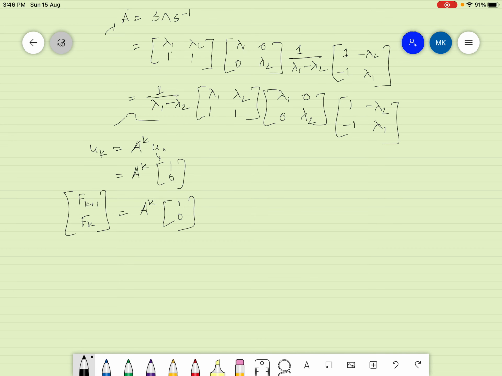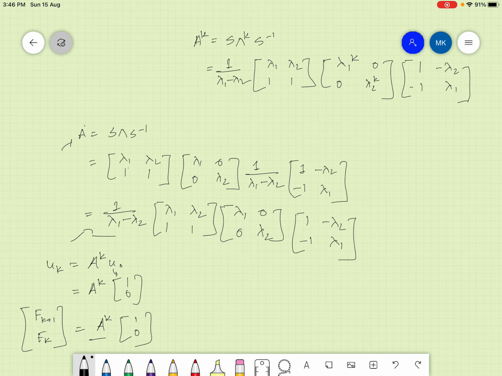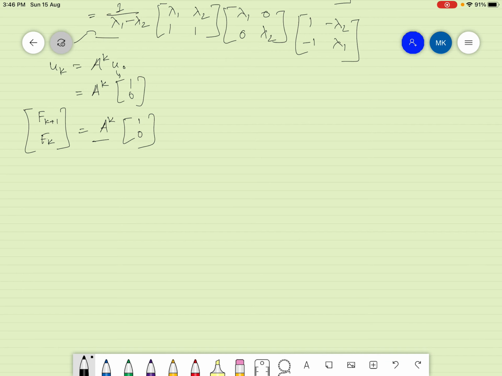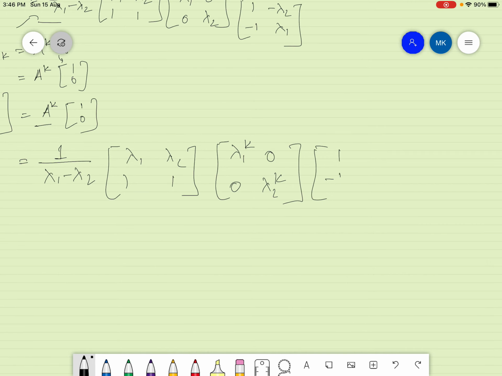So if we put these values in here for A to the power k, we have 1 divided by lambda 1 minus lambda 2, then [[lambda 1, lambda 2], [1, 1]], then [[lambda 1 to the power k, 0], [0, lambda 2 to the power k]], then [[1, negative lambda 2], [negative 1, lambda 1]], then [1, 0], right?